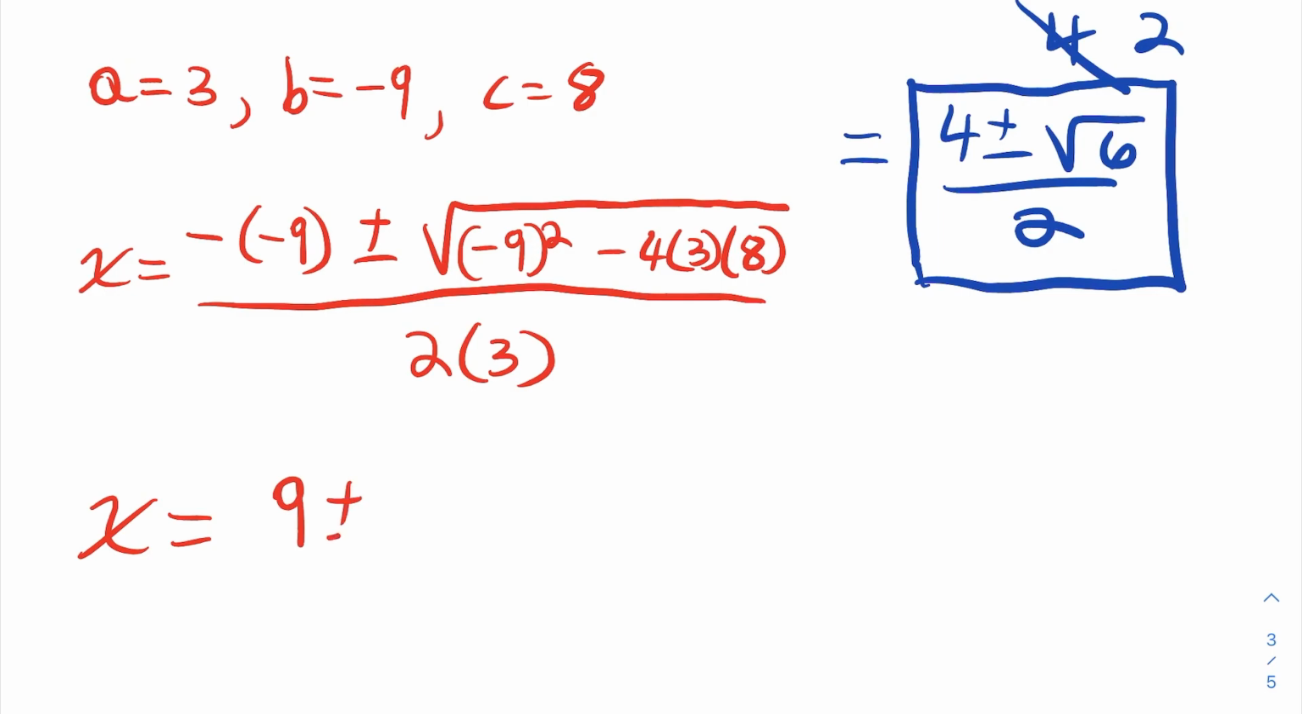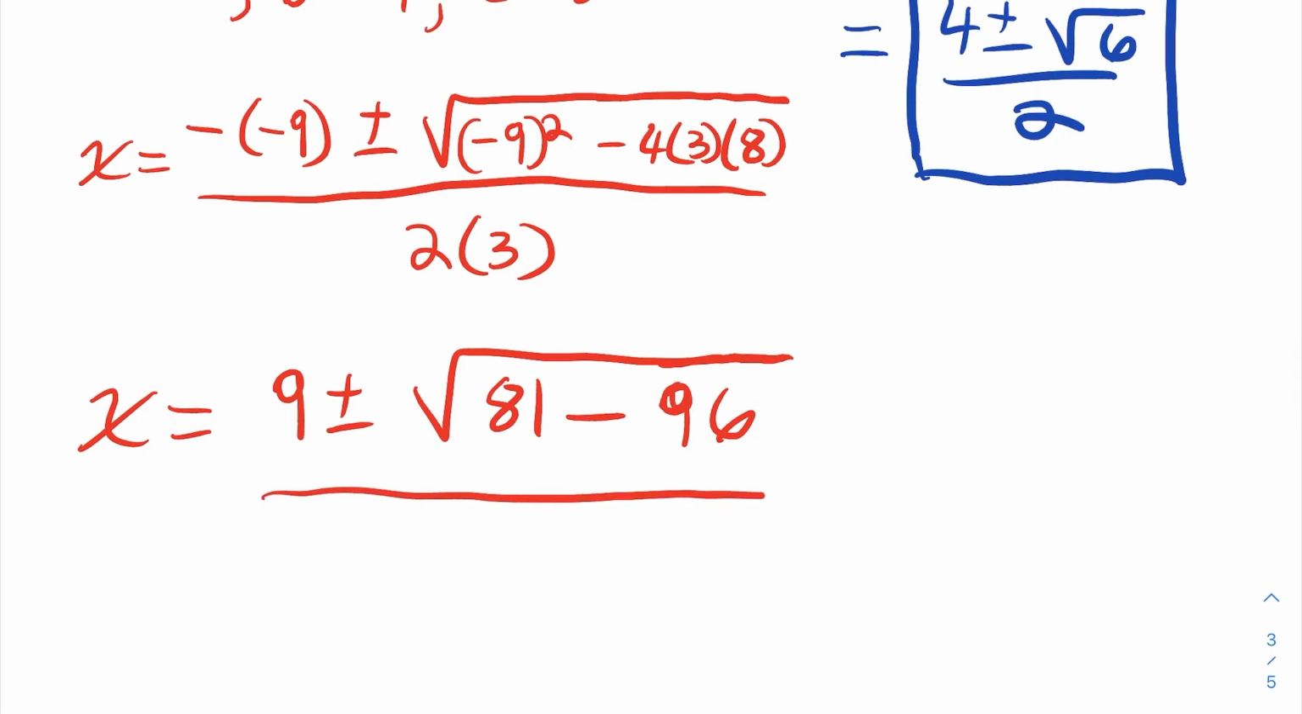That's 9 plus or minus, and the discriminant, let's see. That's going to be -9 squared is 81, minus, and let's see what we got here. 8 times 3 is 24, and 24 times 4 is equal to 96. So we have 81 minus 96, all divided by 2 times 3, which is 6. These are the two numbers that x will equal.